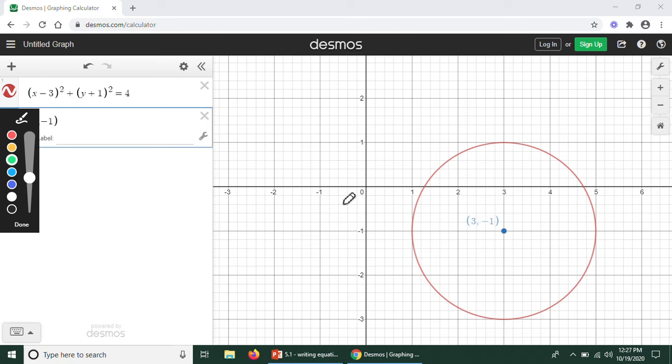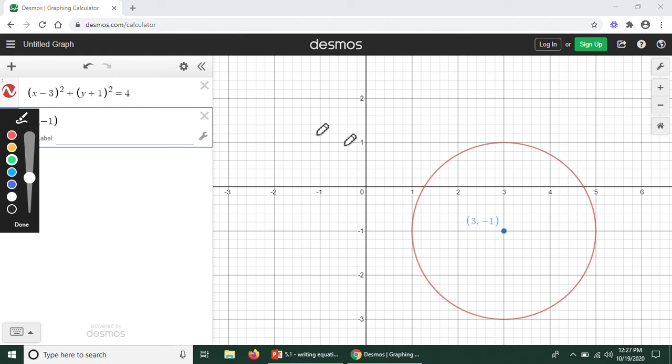Which means that if you are given the equation of a circle and you want to get the coordinates, you would get the x coordinate from the x part of the equation. And all you would do is change the sign of this number to get your x coordinate.